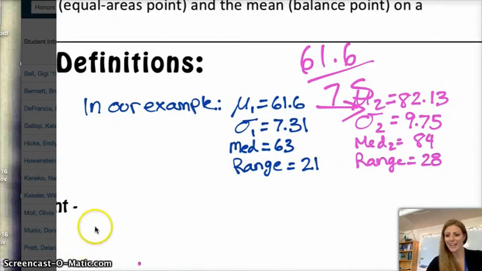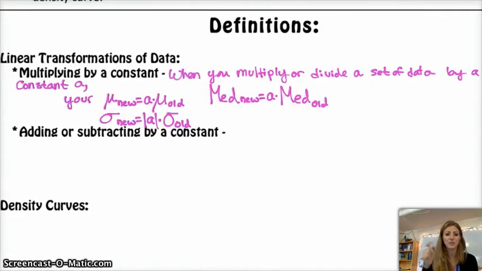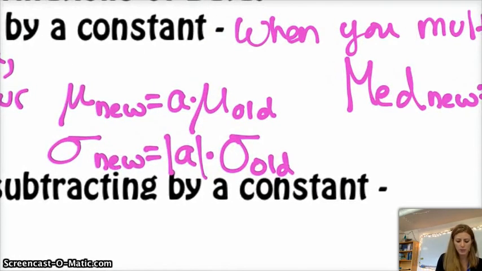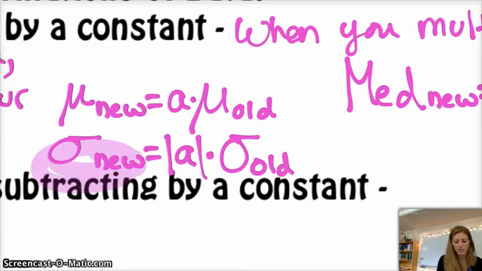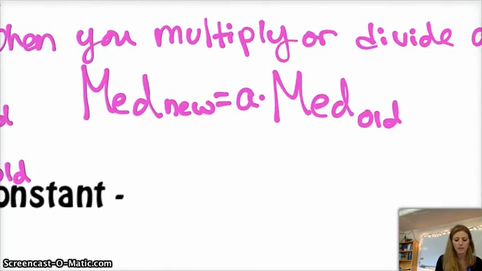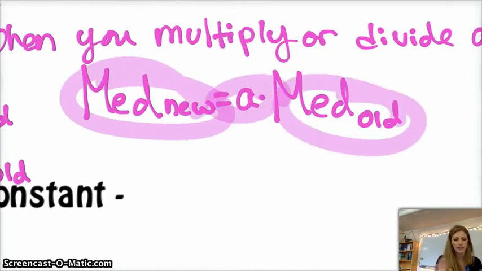So putting that into our definitions, if you multiply or divide a set of data by a constant a, this is just multiplication, but division will work the same way, your new mu will be equal to the old mu times a. Your new standard deviation would be your old standard deviation times the absolute value of a. And your new median is your old median times a. Hopefully that makes sense. If you have questions, let me know.